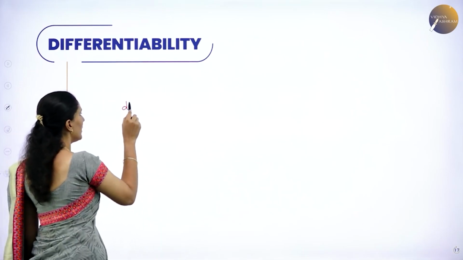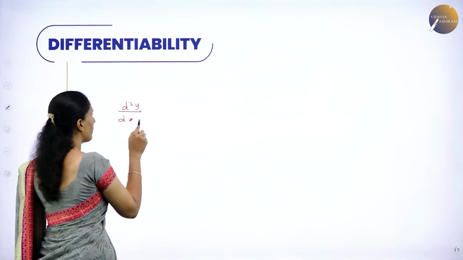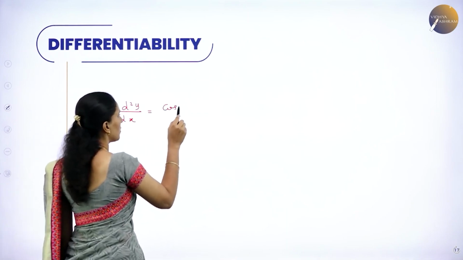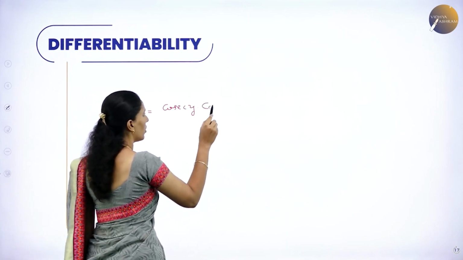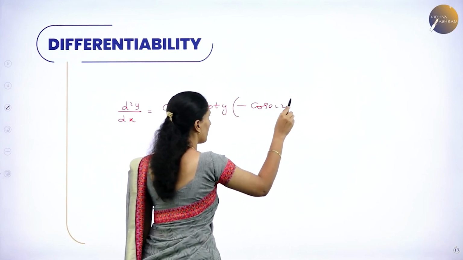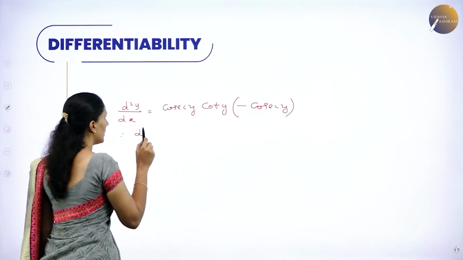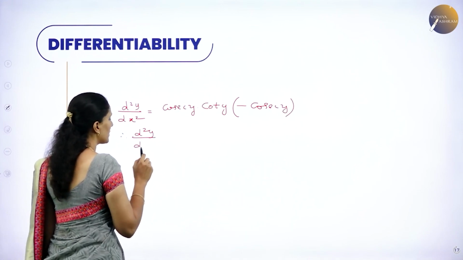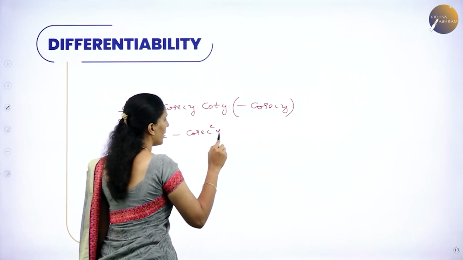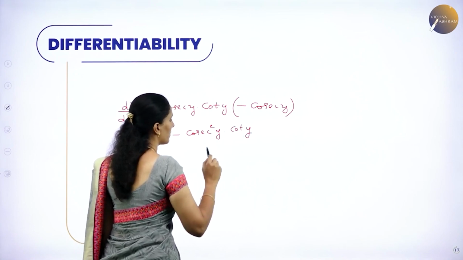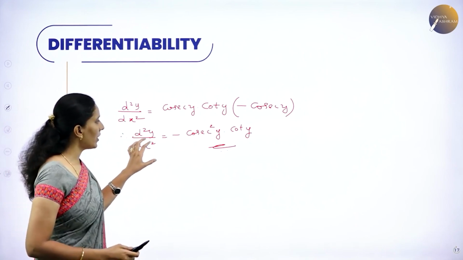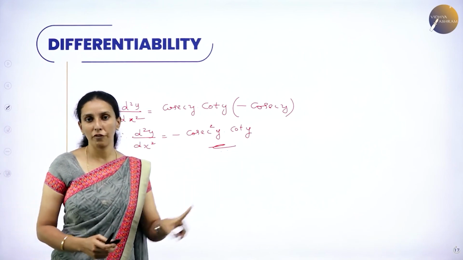We get d square y by dx square is equal to, here we have both minus, which becomes cosecant y into cot y, and dy by dx is minus cosecant y. So, therefore, d square y by dx square becomes minus cosecant square y into cot y. So, this is the answer. That is, the second order derivative is completely expressed in terms of y alone.